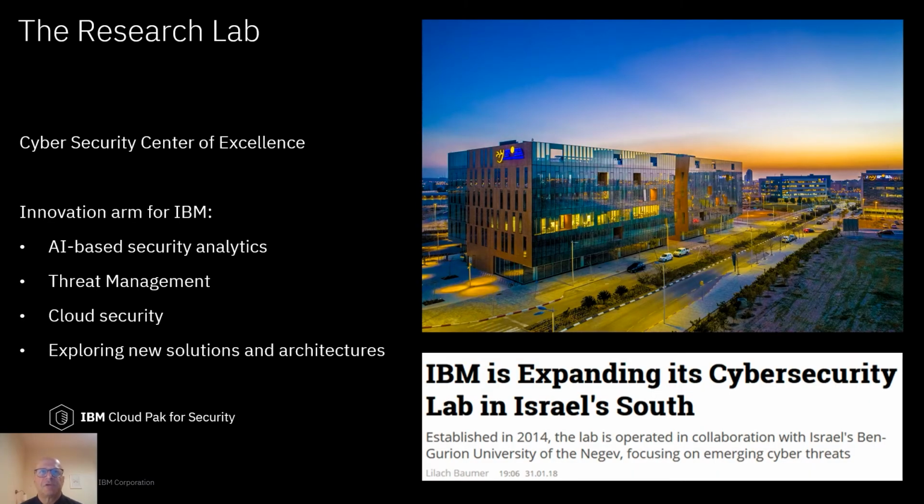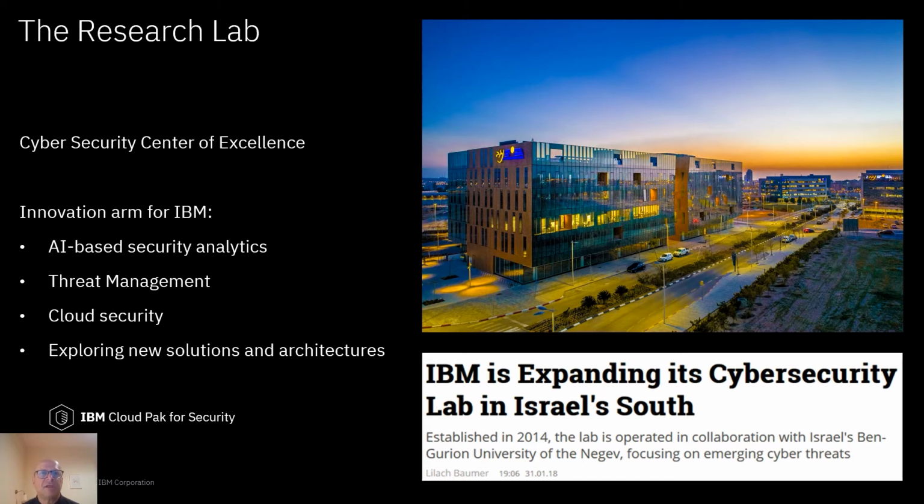Just before we go deeper, a few words about my organization. Since 2014, our research lab is based in Beersheba, right near Ben-Gurion University, which is also our partner in many research projects. Our main mission at the IBM Lab is to be the innovation arm for the global IBM company in the area of enterprise security technology. We are missioned to think into the future and provide IBM and customers with technologies that will solve the security problems and threats of tomorrow. Among other topics, we do a lot of work in artificial intelligence, threat management, and cloud security. And the research project, which you'll hear about today, brings all of those together.